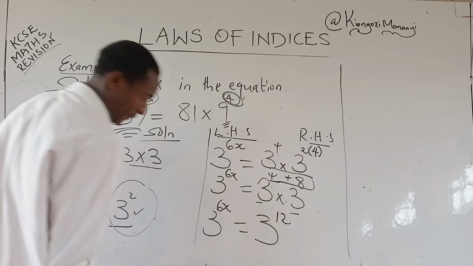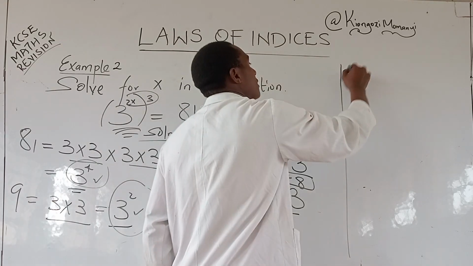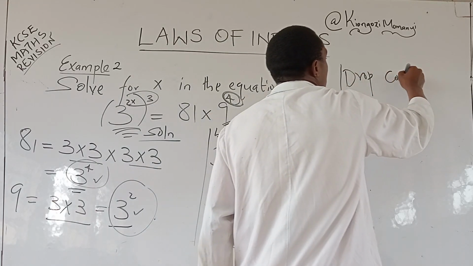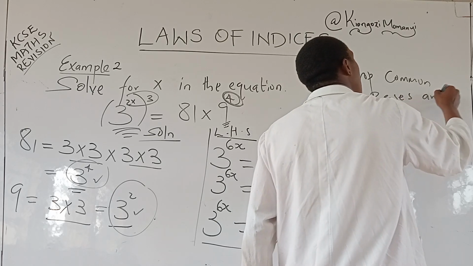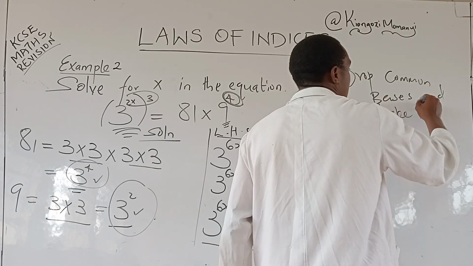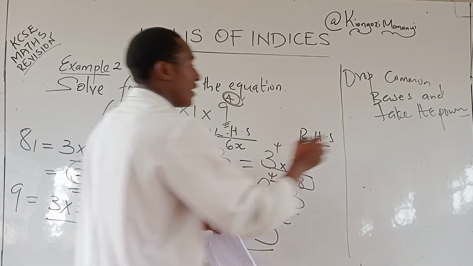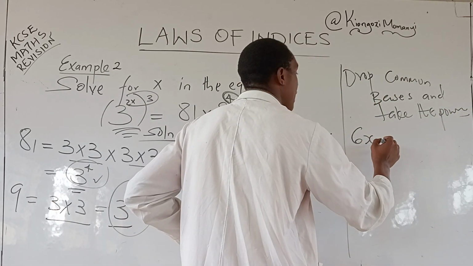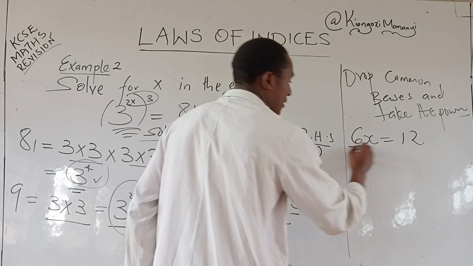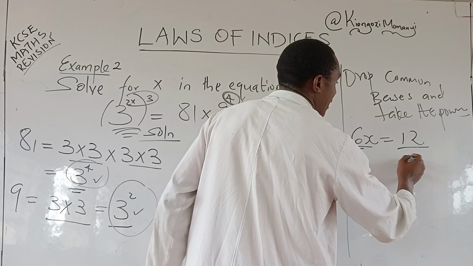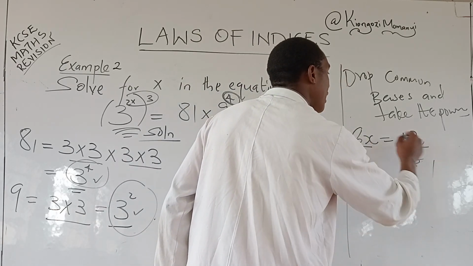which is 12. At this juncture, we are left with similar bases. Drop common bases and take powers. You get that? So we have 6x is equal to 12. Then if you want the value of x, you divide by 6 on both sides, and your x is equal to 12 over 6, which is 2.